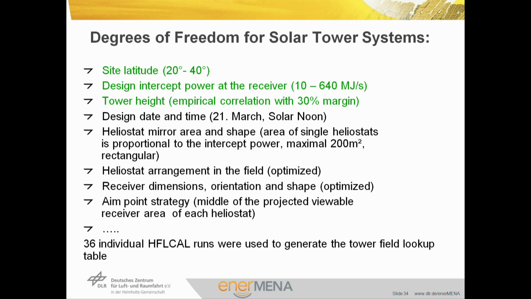with a maximum of 200 square meters for the largest system of 640 megajoules per second. The heliostat arrangement in the field is optimized. The receiver dimensions, orientation and shape are also optimized. We are using the software tool HFLCal to optimize these solar fields. And the aimpoint strategy is also fixed, so each heliostat aims into the middle of the projected area it views. In total, 36 individual HFLCal runs were used to generate the solar tower field lookup table for Greenius.